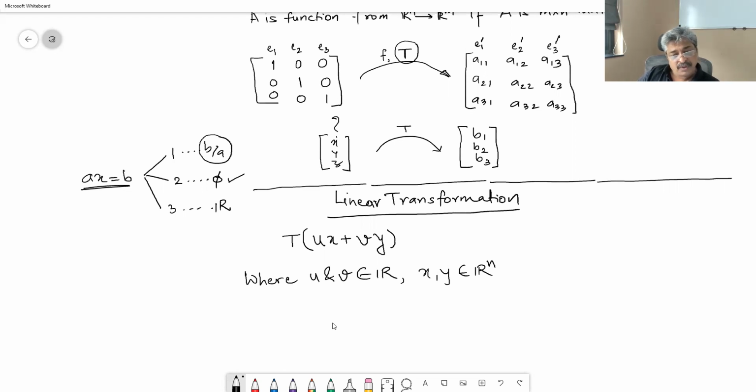Understand this statement, u of x plus v of y, that means linear combination of x and y, proportions are u and v. u and v are constants, the real numbers. The transformation operated on a linear combination is equal to the linear combination of transformations.